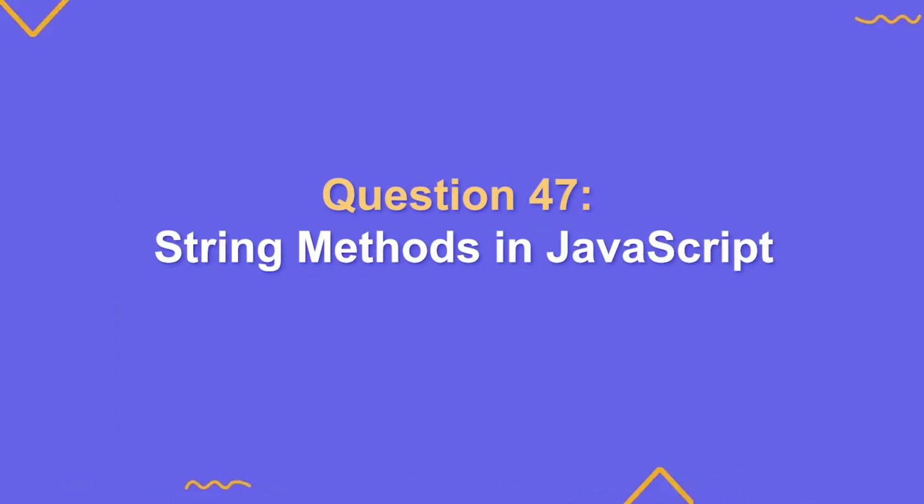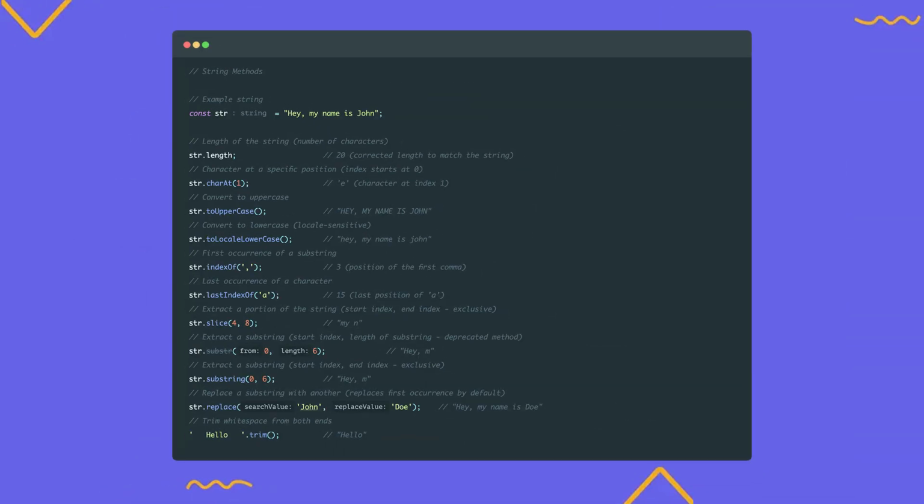String methods in JavaScript. This topic remains relevant, and in this video, we will cover the key methods for working with strings in JavaScript. Your task is to memorize as many methods as possible and know when and how to use them. 1. The length method. This method allows you to find the length of a string. It returns a numerical value, the number of characters in the string.